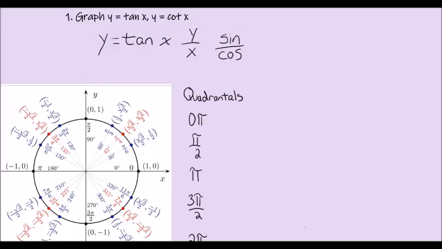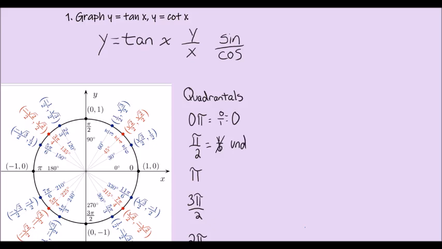Let's begin this lesson with tangent and cotangent. We're going to look at y equals tangent of x. Let's remember that tangent is y over x or sine over cosine. So quadrantals, y over x, that would clearly be a 0 over 1, which would make that 0. Pi over 2, that would be 1 over 0, which would be undefined. So we'll just put UND for that one.